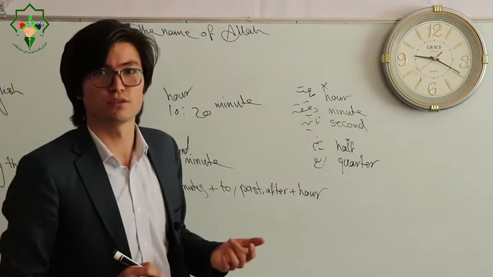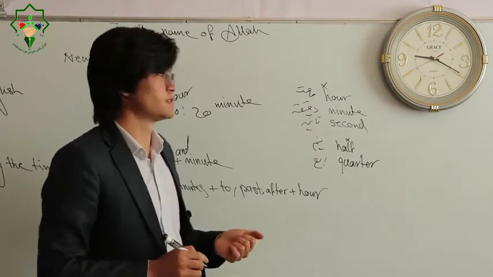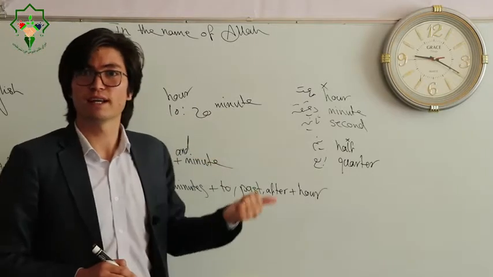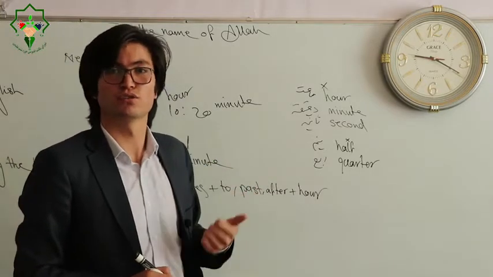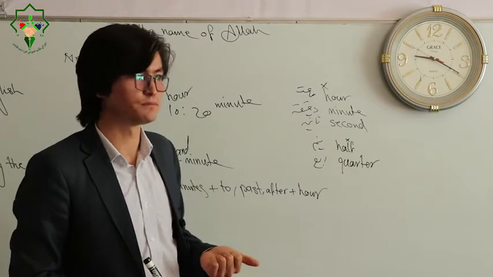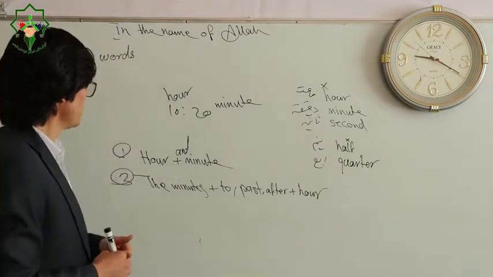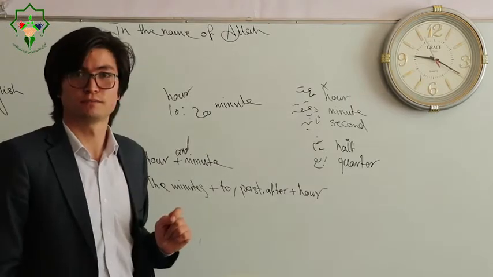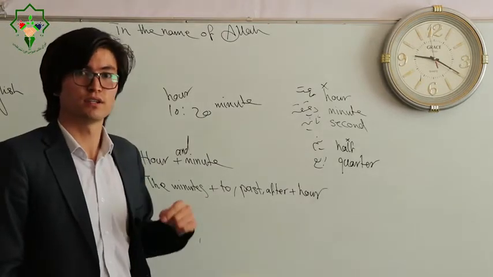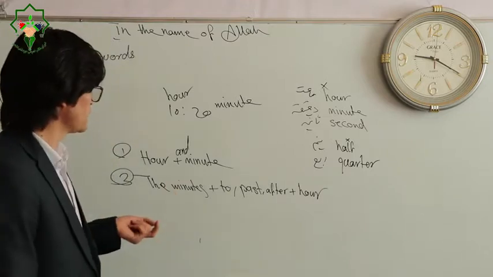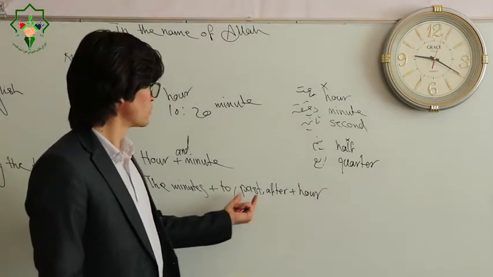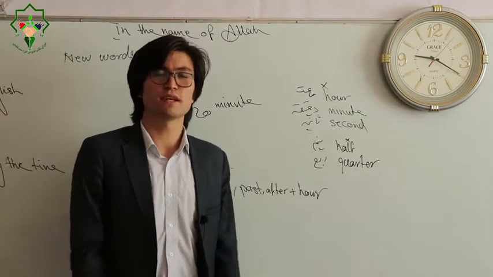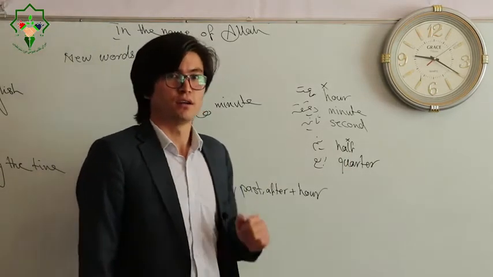If a person asks you, what time is it? You can say, it is 10, 20. Or it is 10 and 20. Got it? The second way, first, you mention the minutes, and then use to or past or after, and then hour. This one is a little tricky. Okay? Listen carefully.